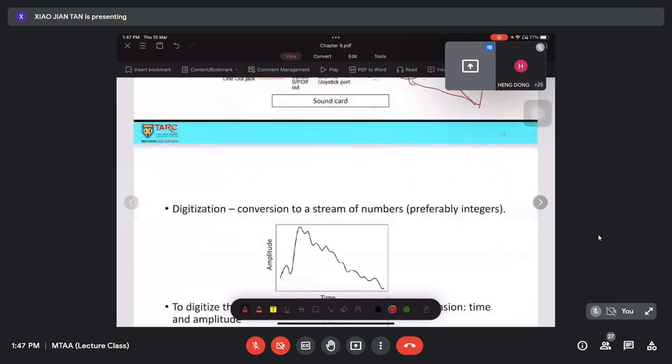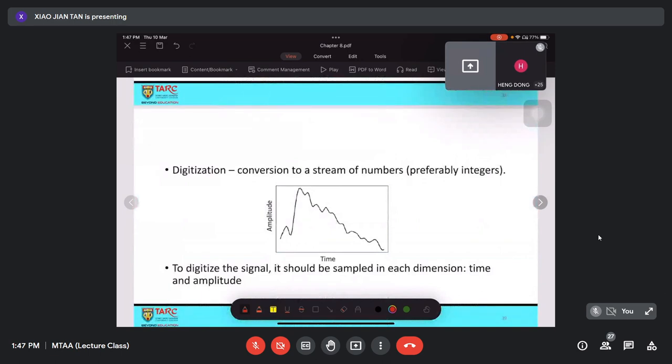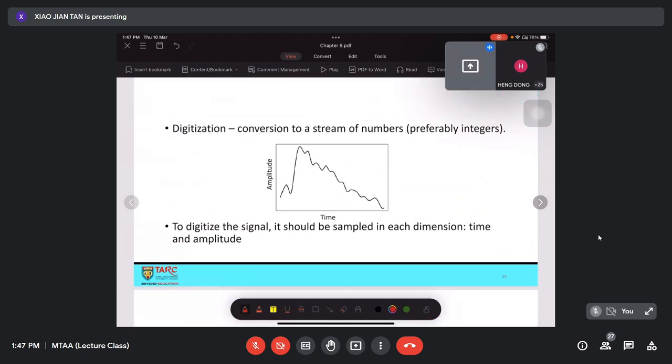So that is what the sound card is doing. Digitization, which is conversion to a stream of numbers, preferably integers. Mostly, in image processing or audio processing, we are actually processing the things in integers instead of float numbers. Although we have float numbers, usually we will round off to become an integer. Rounding off the number to become an integer would introduce noise as well, but nonetheless, this noise would be negligible.